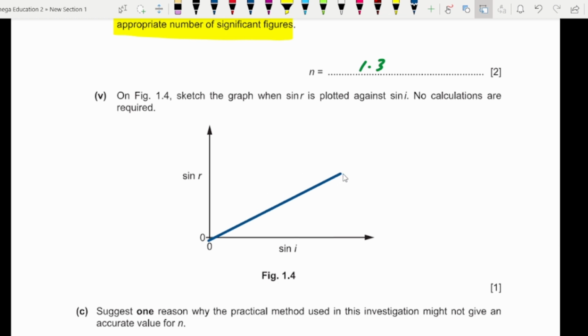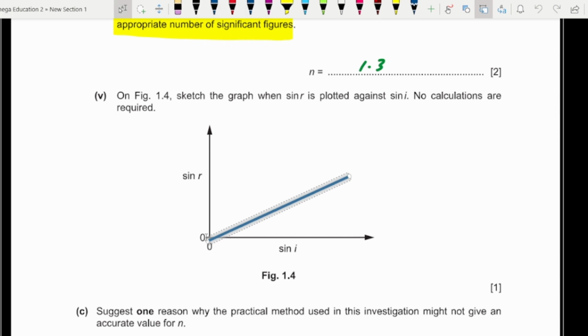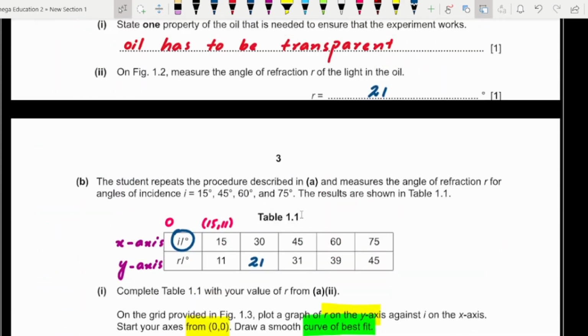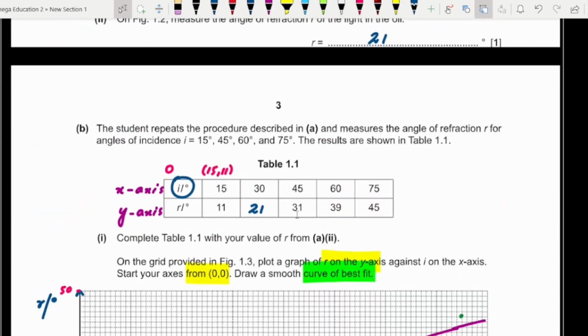Through the origin, and it has to be a little bit closer towards the sine i axis. And how do we know it has to be a little bit closer towards the sine i axis? Because the values for the angle of incidence are always greater in this case than the corresponding values of angle of refraction. Like, angle of incidence was 15, angle of refraction is less than 15.